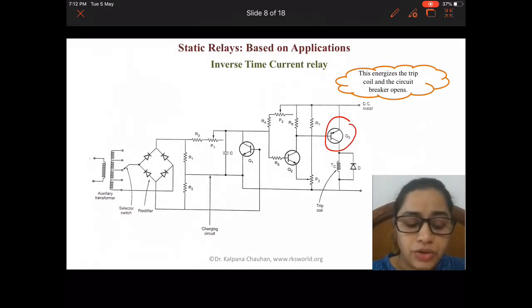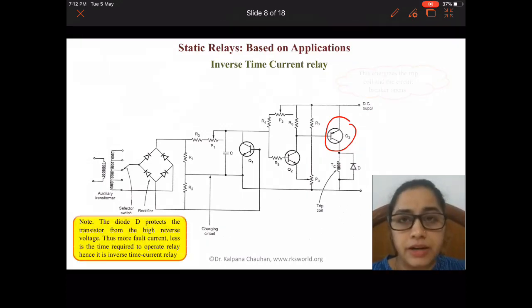The thing that is noticeable here is that the diode protects the transistor from the high reverse voltage, that is, the back EMF. Thus the more the fault current, the less time is required to operate the relay. Hence it is called the inverse time relay.